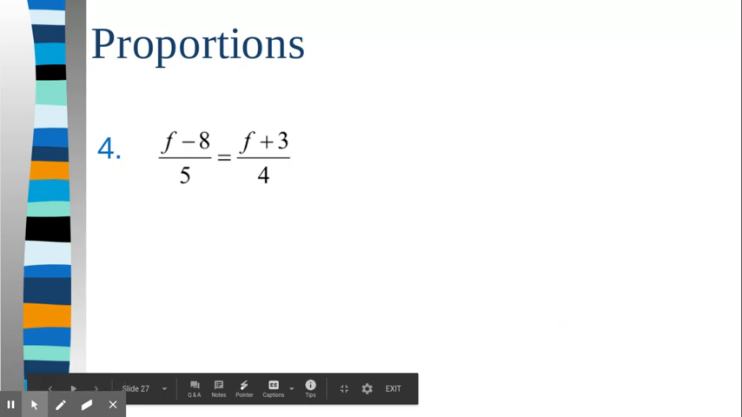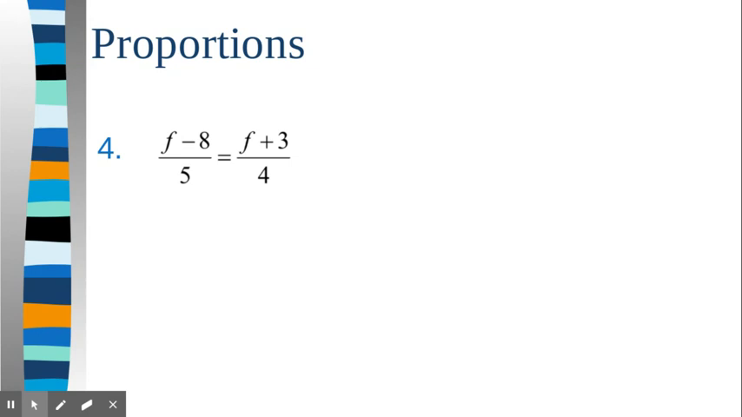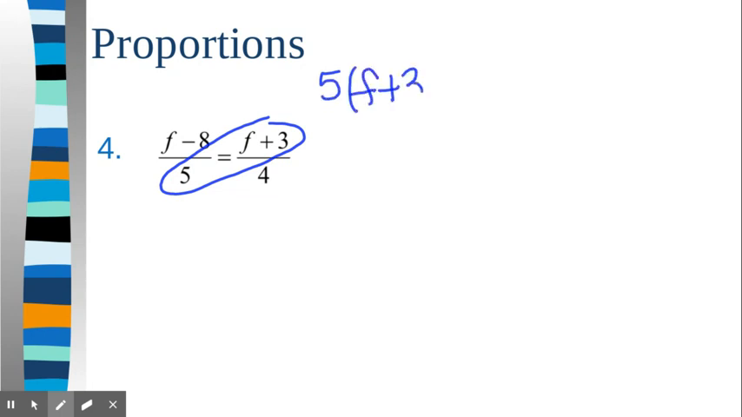Okay, again, we see those binomials as part of our ratios. We have 2 of them here, so we're just going to go through that distributing process twice as we start to cross multiply. Again, it doesn't matter which piece you do first as far as the diagonals. So we have 5 times our f plus 3 equals 4 times the f minus 8.